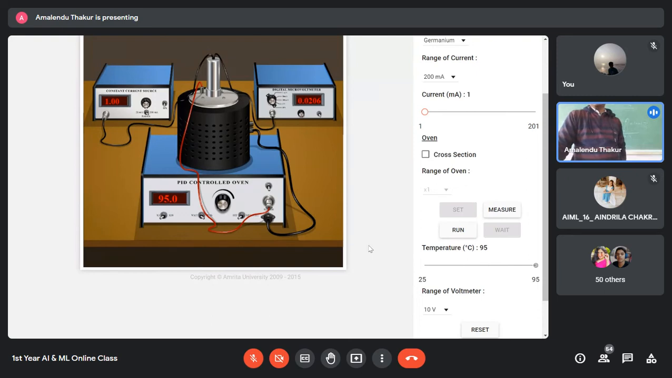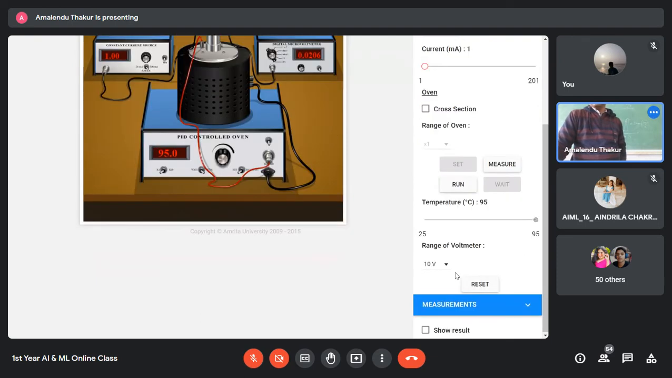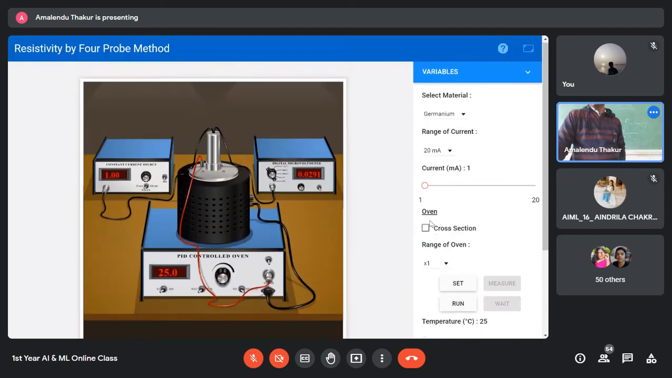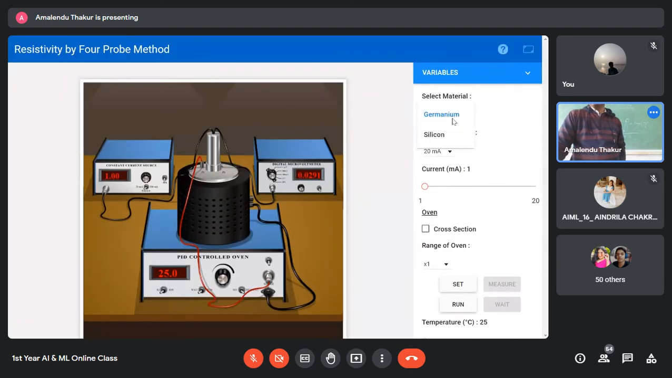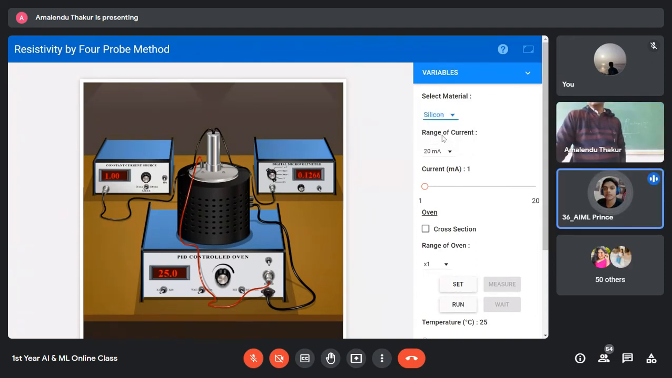So temperature is changing, and accordingly the value of the voltmeter also changes. You have to write it down. Okay, again we reset it. Consider germanium. Whoever is given germanium will do germanium, and whoever is told silicon will do it with silicon. So what is the use of the voltmeter over there? Why are we using the voltmeter over here?